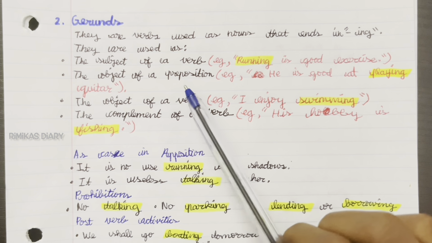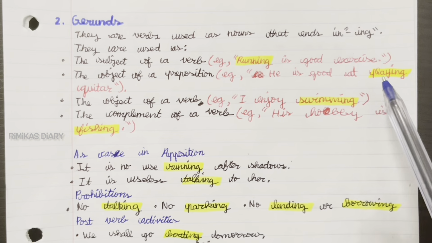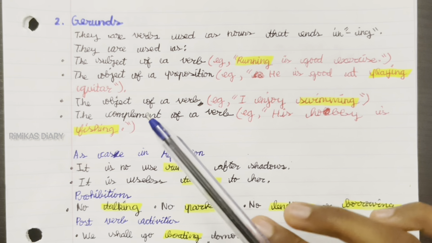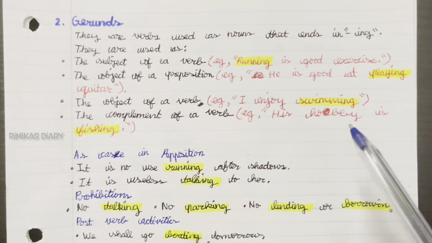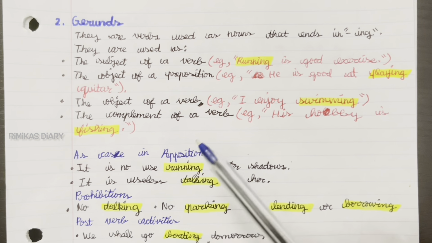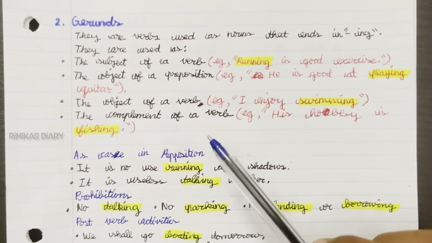Next, the object of a preposition. It is used as an object of a preposition. Example, he is good at playing guitar. Next, the object of a verb. Example, I enjoy swimming. Next, the complement of a verb. Example, his hobby is fishing.